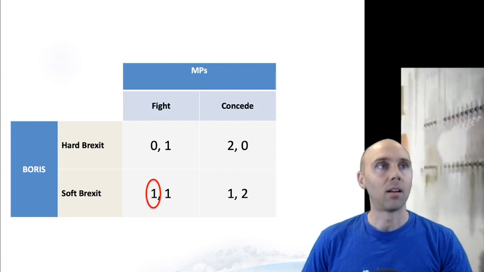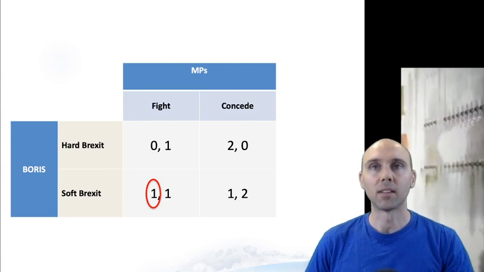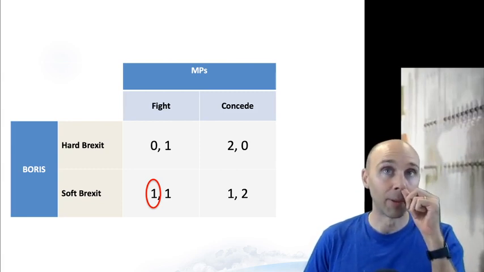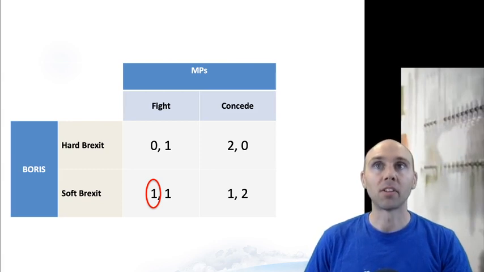And the MPs would get a payoff of 1, sort of an intermediate outcome, if they were fighting back. So they're both fighting, it's not too great for either of them. The best outcome from the perspective of Boris was a hard Brexit. So that's when he proposes a hard Brexit and the MPs concede and give in to that.